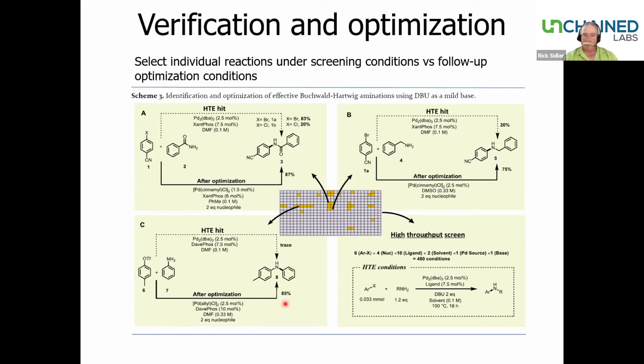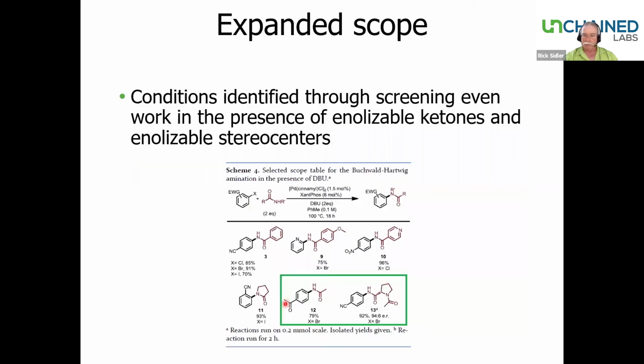Not only were they able to show that they could use a less expensive ligand and get some very good reaction yields, by changing the base to DBU, which is a much milder base, they were able to show that the reactions worked even in the presence of enolizable ketones or enolizable stereocenters. So it really expanded the scope of this chemistry available to all.